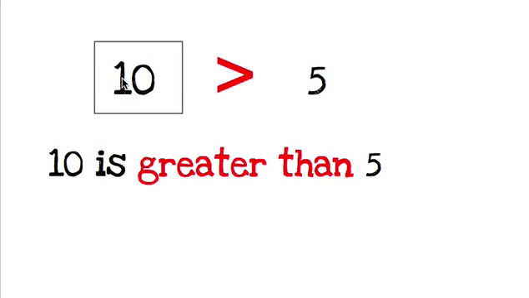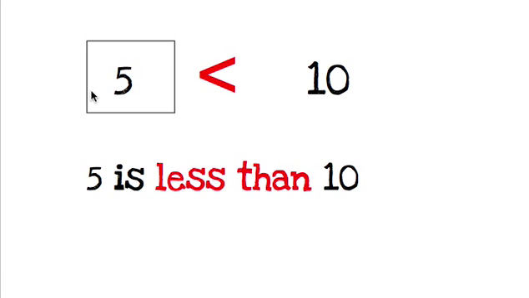So we read this, 10 is greater than 5, because this is the big opening, it's the greater than. We read this, 5 is less than 10, because 5, and here's the little point, which tells us to say less than 10.